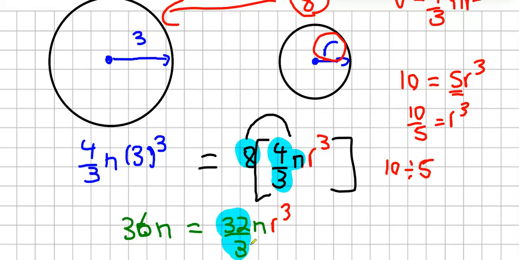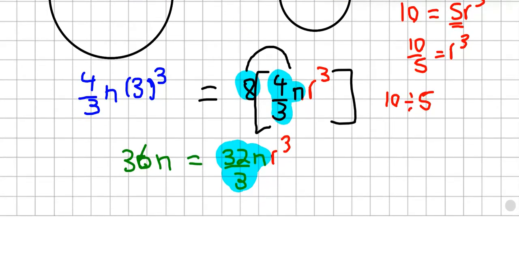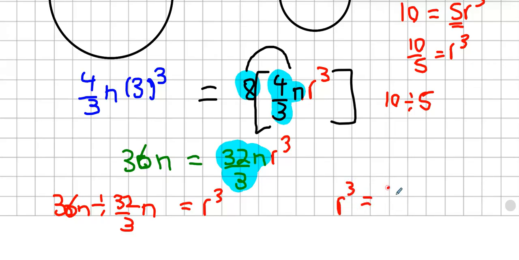Do you see that blue part there? Bring it over the other side and divide it into the 36 pi. So do 36 pi divided by 32/3 pi and see what happens. Go on, write it into your calculator. What do you get for r cubed? Fraction, go on. 27/8. Okay, perfect.